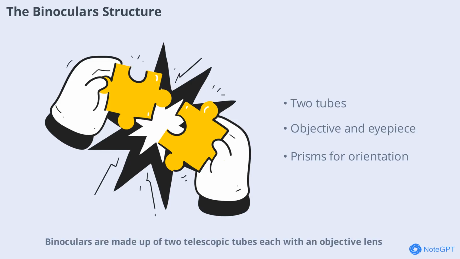Binoculars are made up of two telescopic tubes, each with an objective lens, eyepiece, and a set of prisms. The prisms correct the orientation of the image, ensuring it appears upright. This structure provides comfortable three-dimensional viewing for both eyes.